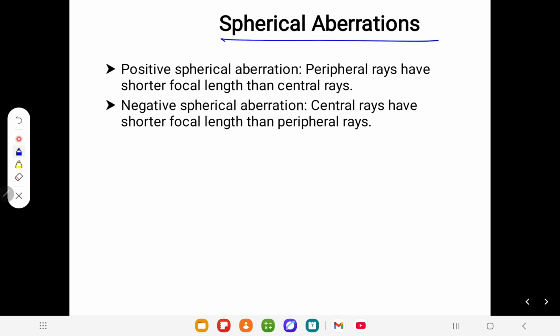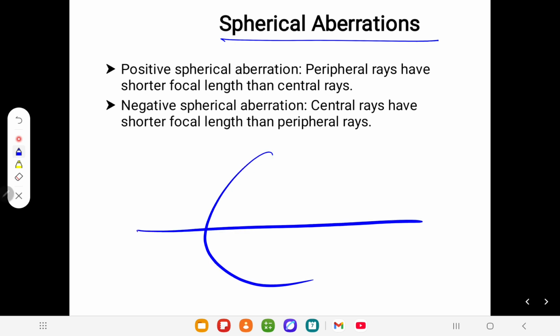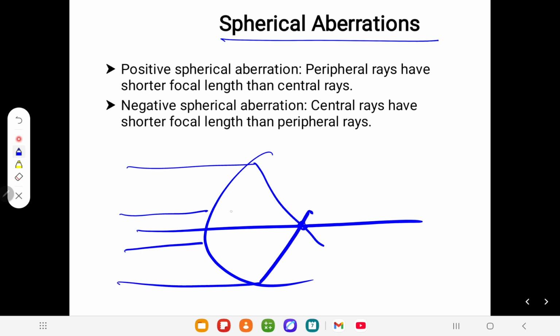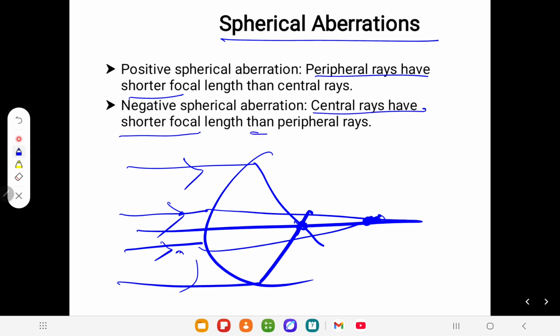There are two types of spherical aberration: positive spherical aberration and negative spherical aberration. It's really simple to understand. Positive spherical aberration means peripheral light focuses in front, and central paraxial rays focus at a distance. Peripheral rays have a shorter focal length and central rays have a longer focal length. That's positive, and negative means exactly the opposite. Central rays have a shorter focal length than the peripheral rays.